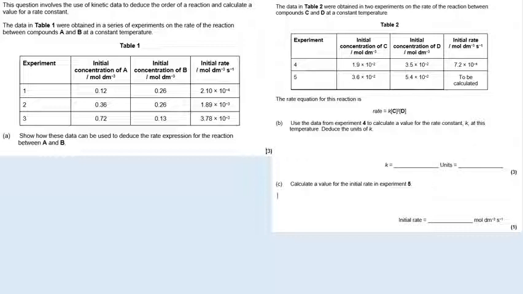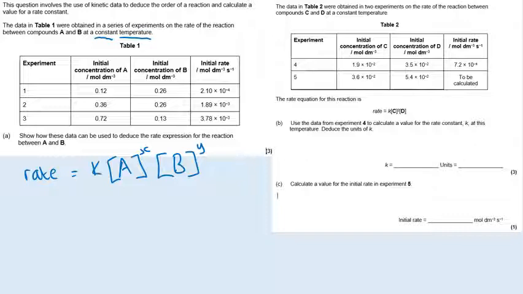Okay, so this question then, we're told that it's a reaction between A and B at constant temperature. Constant temperature means the rate constant will be constant. We know the rate equation is going to take the form of rate equals K, which is the rate constant, multiplied by the concentration of A to the power of X, that's the order with respect to A, multiplied by the concentration of B to the power of Y, and Y is the order with respect to B.